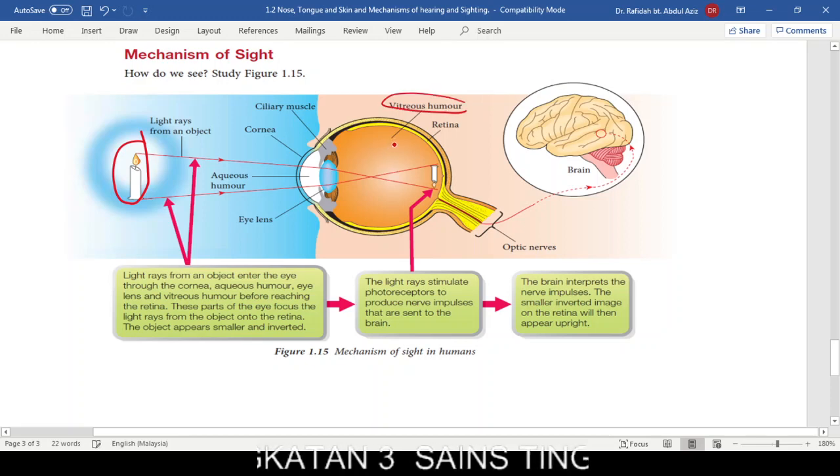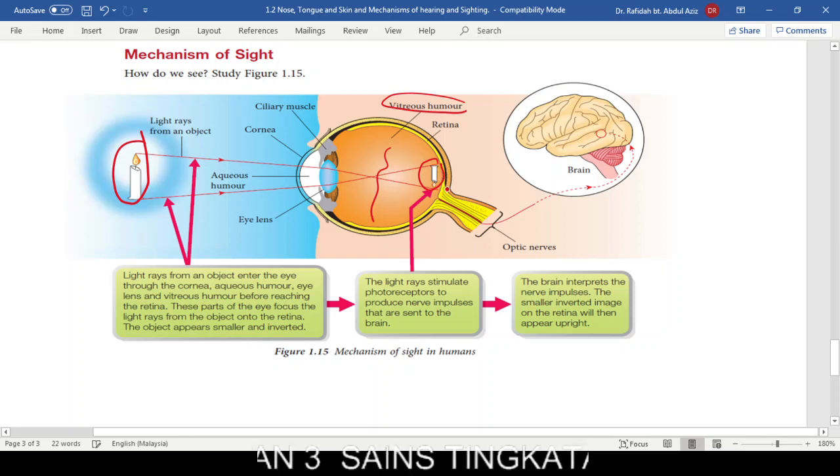So this is the vitreous humor. The image that forms on the surface of the retina will be different compared to the real object. The object will appear smaller and inverted, different from the real object. So this is the characteristic of the image formed on the retina.